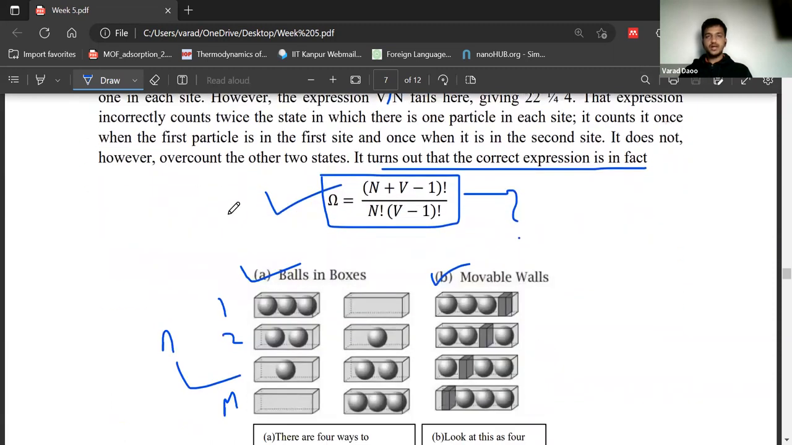If you want to write it down, I'll give you time. You can write this down also.